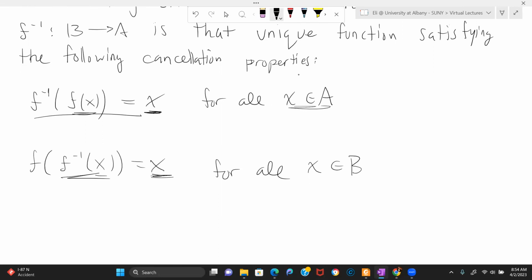If you find a function g such that g composed with f of x equals x, or f composed with g of x is equal to x, no matter which way you compose them, then g just has to be the inverse. So this gives you a way of finding the inverse, like a way of maybe guessing what the inverse is going to be.